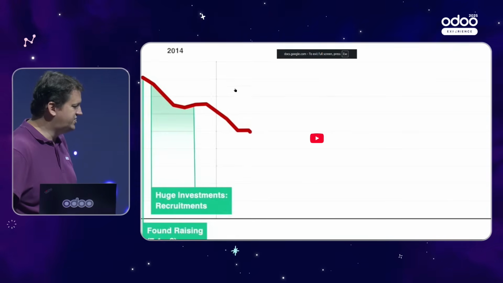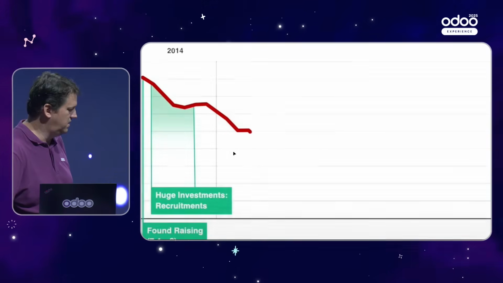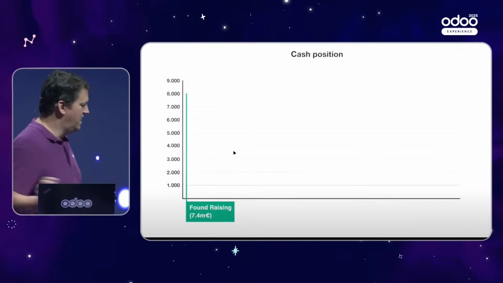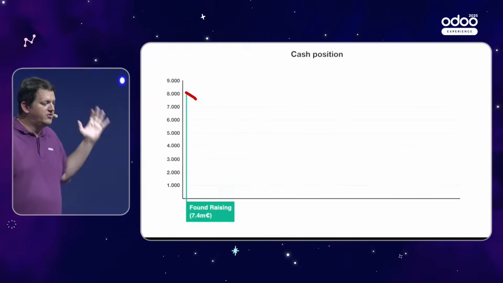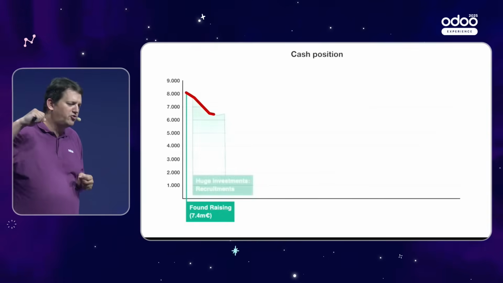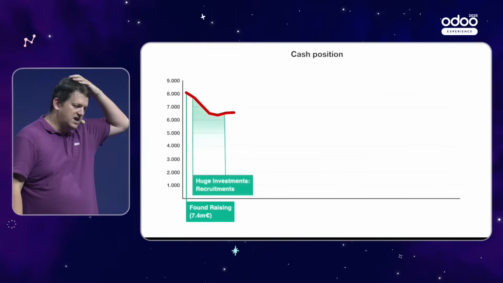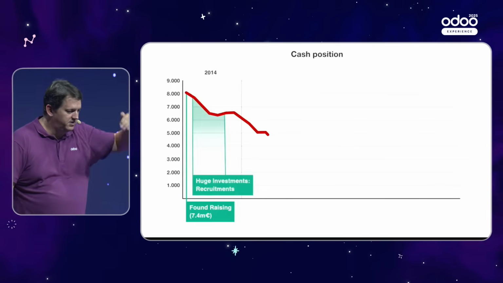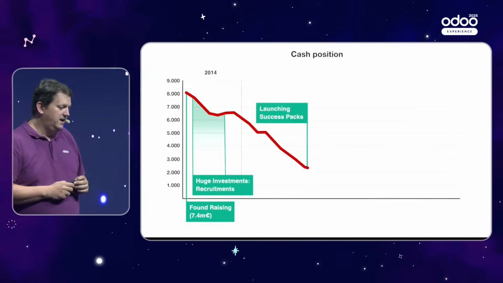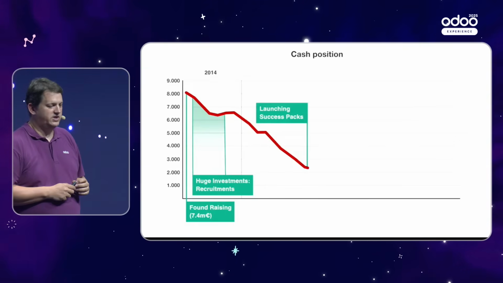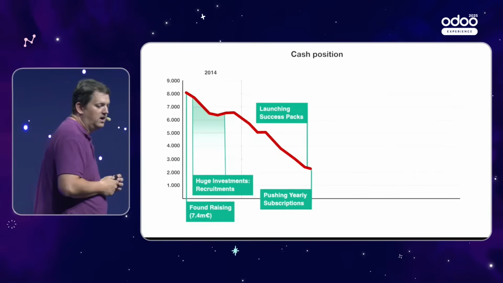So that was the cash situation of Odoo in 2014. It's the cash based on the months that you see there. We raised 7 million euros, so we ended up with 8 million of cash. We started to recruit developers in order to invest in the product, so our bank account started to decrease, up to a point where we basically had only 2 million of cash. Less than 1 year later, we had only 2 million of cash.